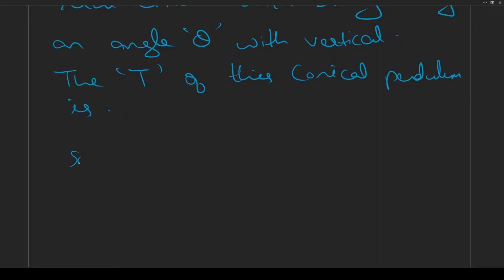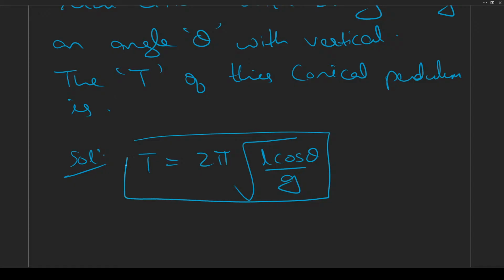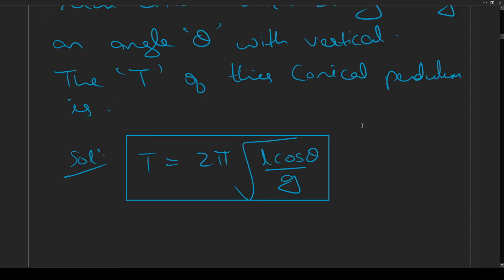Where time period solution, time period is equal to 2 pi root of L cos theta by g. Now let's go to the next kind of question. I will come back to this again once.